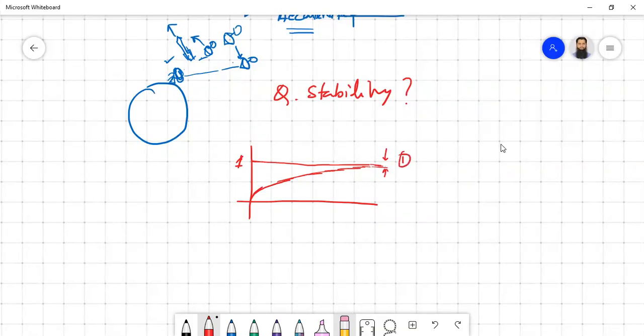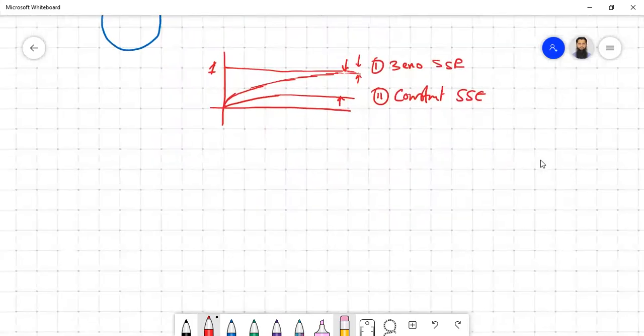The other possibility is that after the transient has vanished, we always maintain the same vertical distance. This is what is called a constant steady state error. So one possibility is zero steady state error, and the other possibility for the step input is a constant steady state error. What about the ramp input?